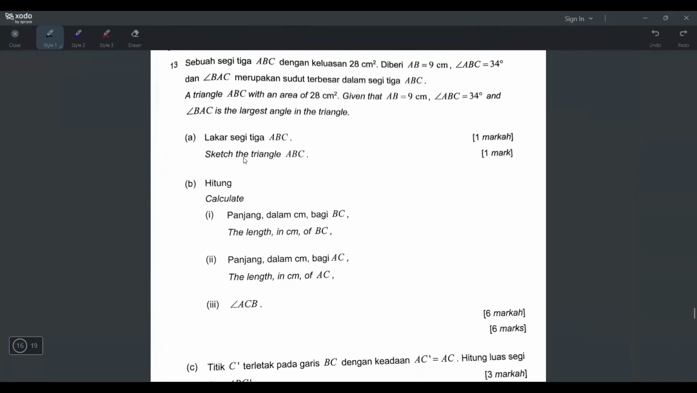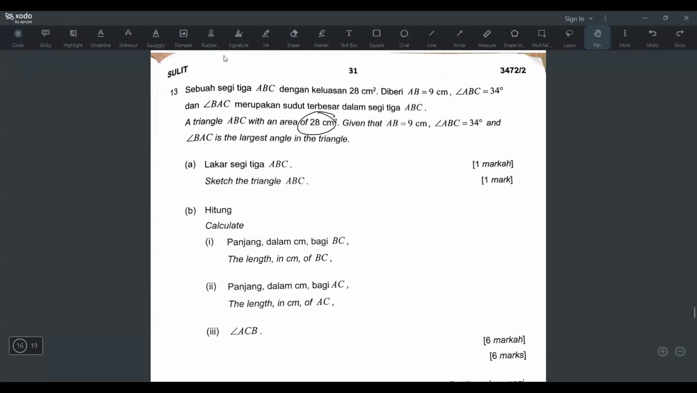All right, let's keep going. Number 13 is a solution of triangle, right? Let's read: a triangle ABC with an area 28. So later we can use the area formula. The area formula for solution of triangle, what's the formula? 1 over 2 AB sine C. AB is two of the sides, and C is the included angle. Included angle means the angle in between.